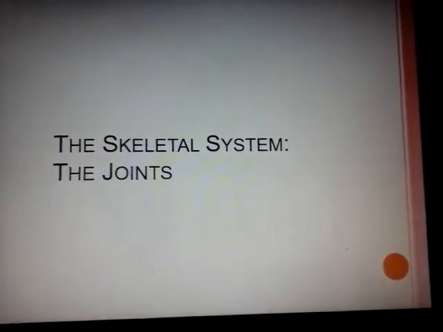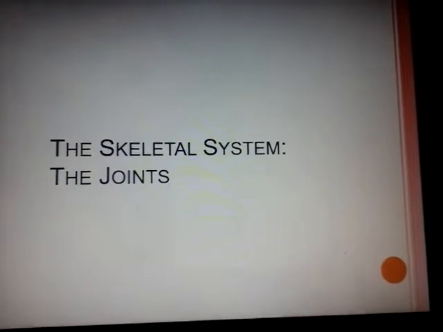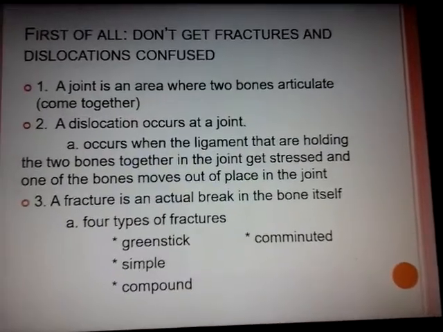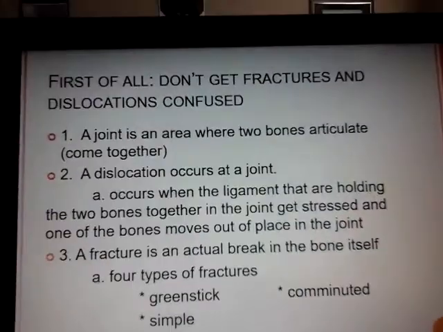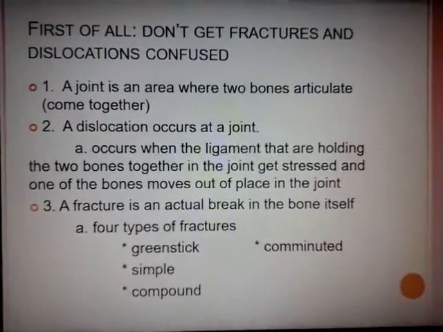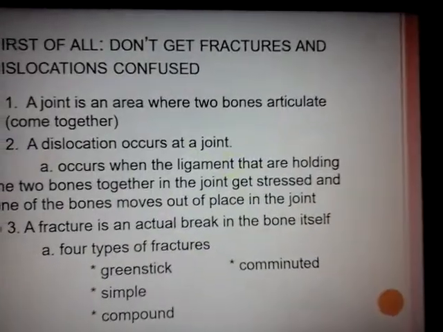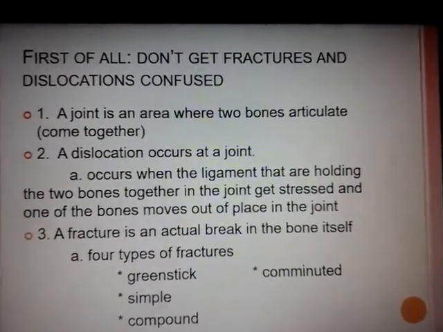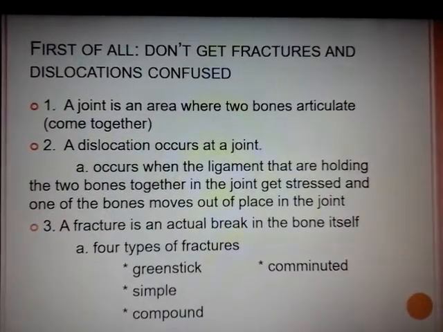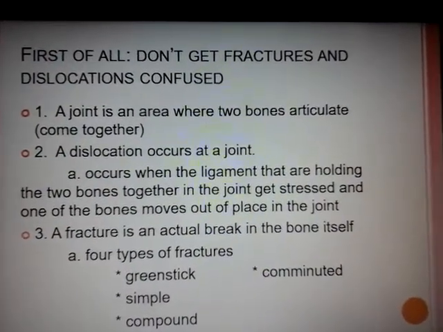But the first thing that we need to make sure that we do is go over how fractures and dislocations are actually separate. And forgive me for this bouncing around, but I don't have a stand, and this is this high tech video. But let's not get fractures and dislocations confused.